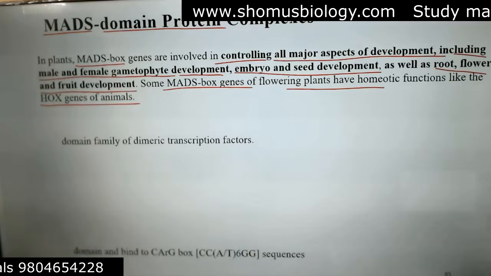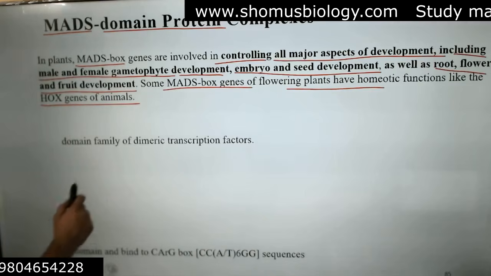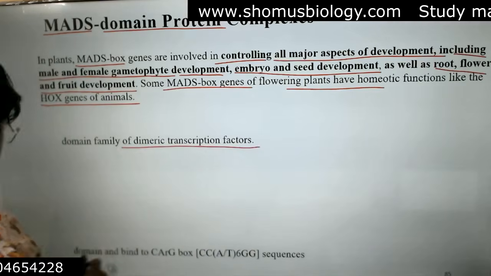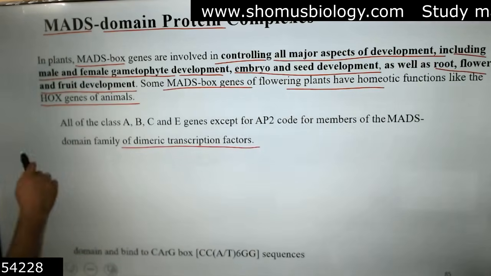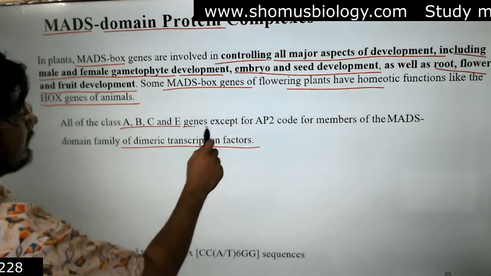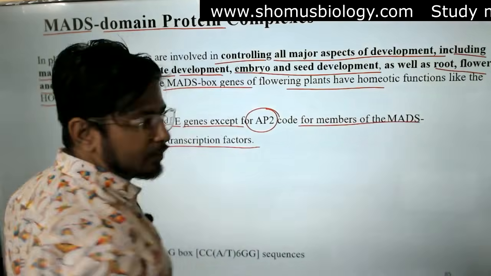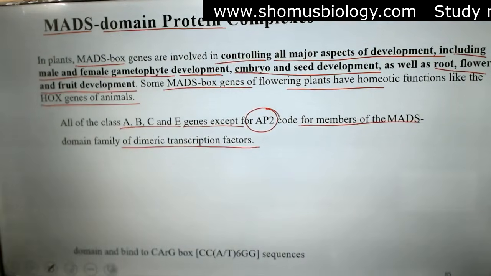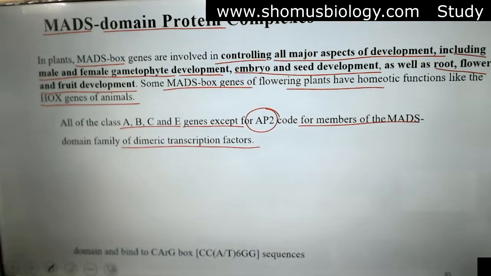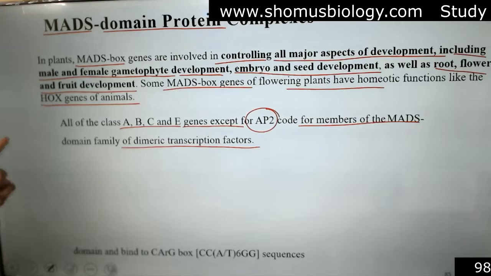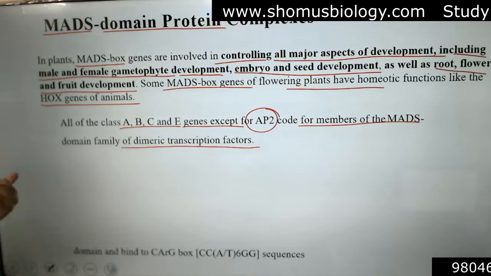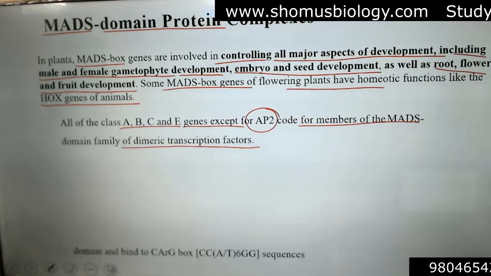So this domain family of dimeric transcription factor, okay, all these A, B, C and E genes except for AP2 code for the MADS domain protein. Except for AP2, all the other class of A, B, C as well as E, that is sepalata, they are coding for MADS domain transcription factor.